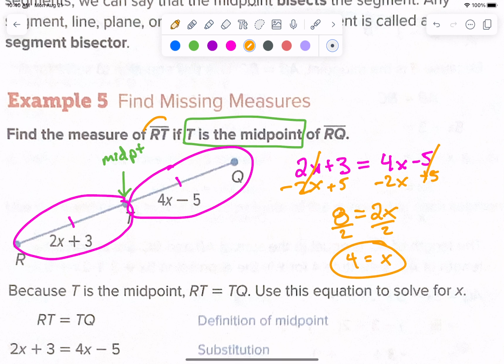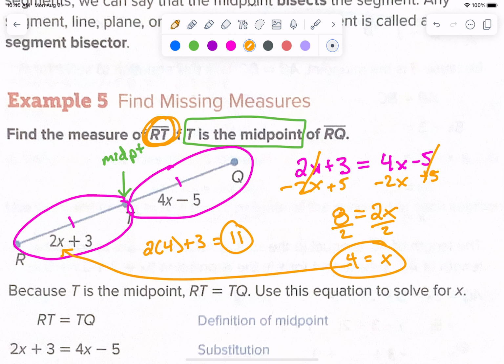That is not the answer that they want. Find the measure of RT. So don't forget to plug back in. Let's plug 4 in here for RT. So 2 times 4 plus 3. 2 times 4 is 8 plus 3 is 11. That's what they want for an answer. Does that make sense? Am I going too fast? Nope, we're doing okay? Okay, last question.